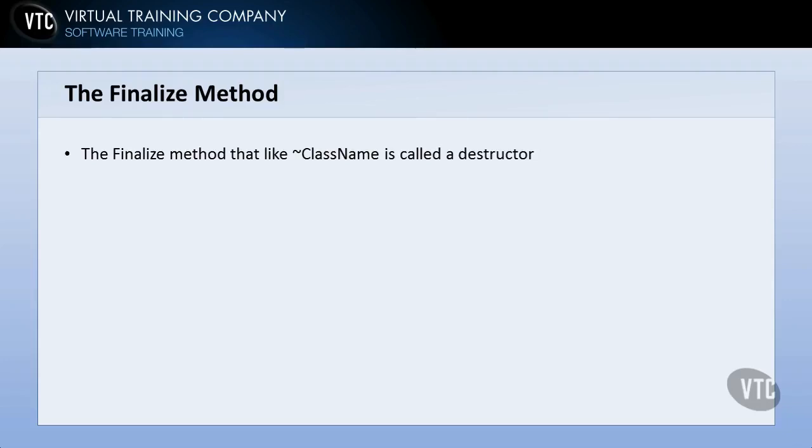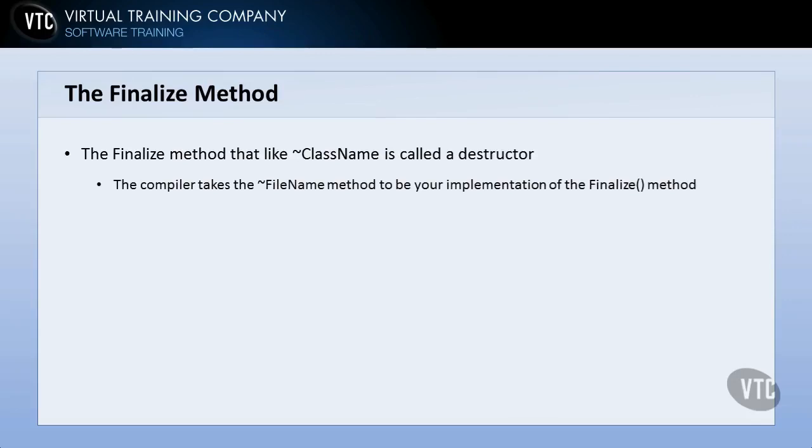The compiler takes the tilde class name method to be your implementation of the Finalize method. So if you were to actually build this tilde class name method and compile this thing and then go look at the MSIL code, you would actually see a Finalize method there. Now there's one more thing to consider about this whole situation.